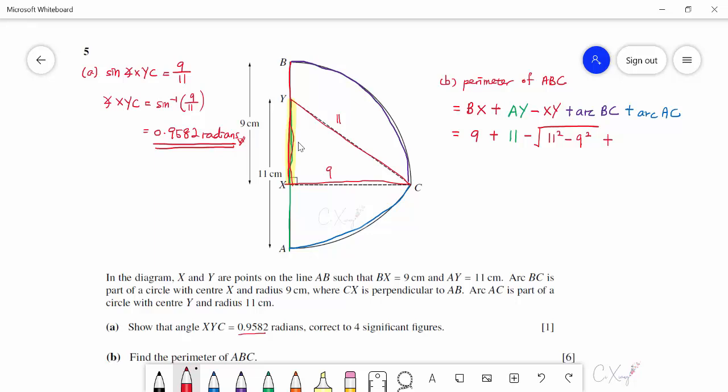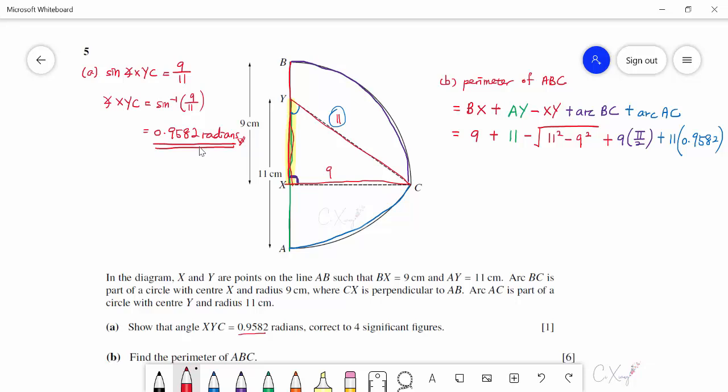The arc of BC should be r theta. The radius is 9, and the angle is this one, which is actually 90 degrees, pi over 2. Also plus the arc of AC. The arc of AC has radius 11, and the angle that we need to use is this one, the first part answer, 0.9582.